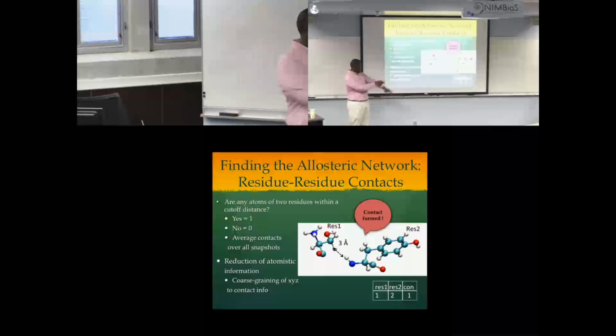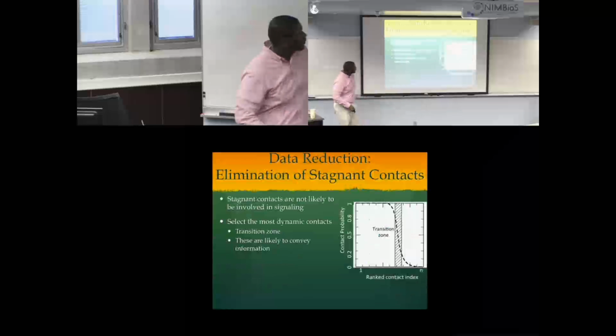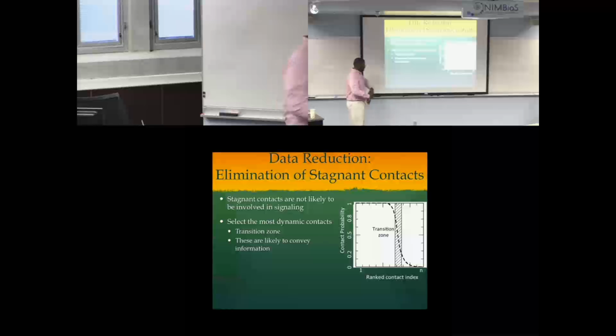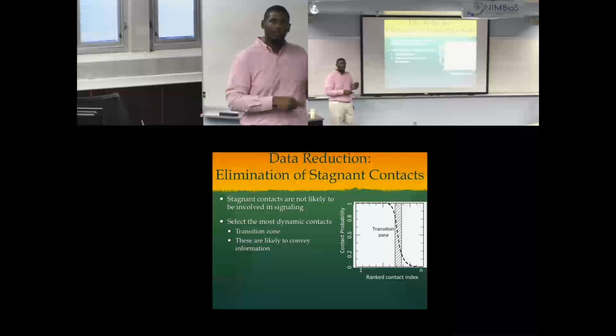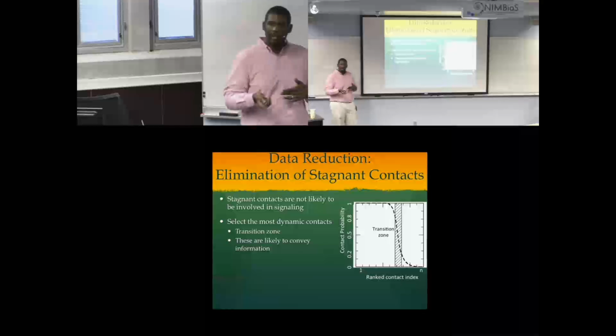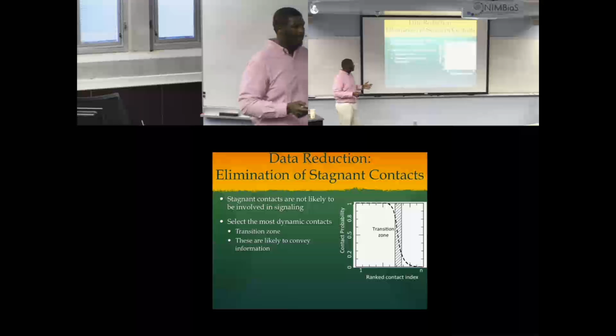That happens, of course, over every residue, so that table is much larger. Still got a lot of data, right? There's still a lot of data because we're talking 2,500 times a 20 nanosecond simulation, which is 20,000 snapshots. So we're 20,000 times 2,500. Still a lot of data.